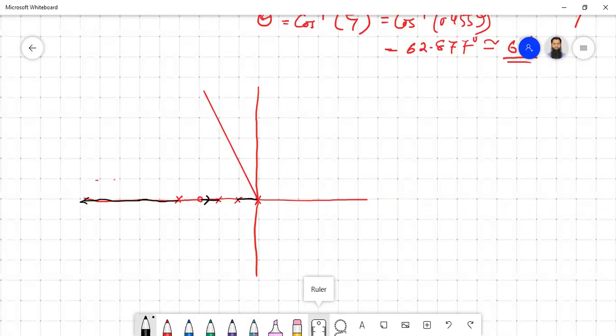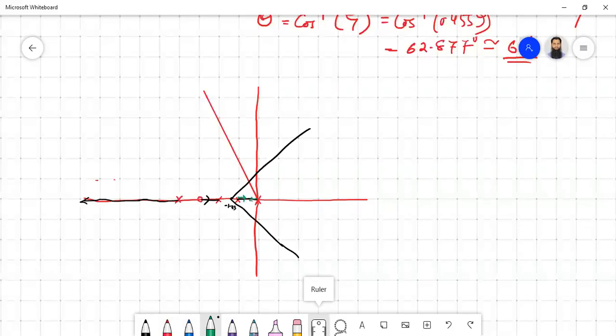We figured out that minus 1.33 was approximately our centroid. Based on that, we have drawn 60 degrees and minus 60 degrees, something like this. So 60 degrees here, then minus 60 degrees or 300 degrees somewhere here. Then we had these two poles actually merging together.